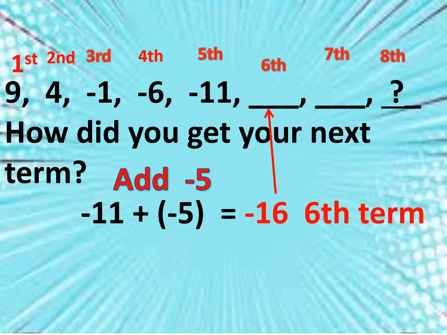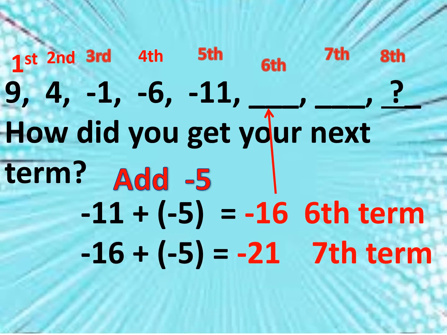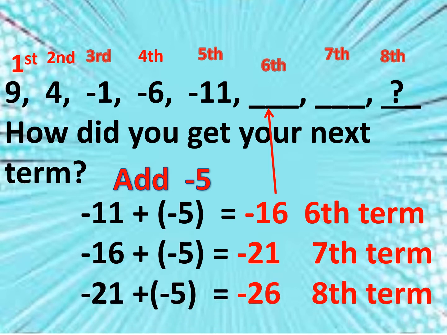Negative 11 plus negative 5 equals negative 16, the sixth term. Negative 16 plus negative 5 equals negative 21, the seventh term. And the last, negative 21 plus negative 5 equals negative 26, our eighth term.